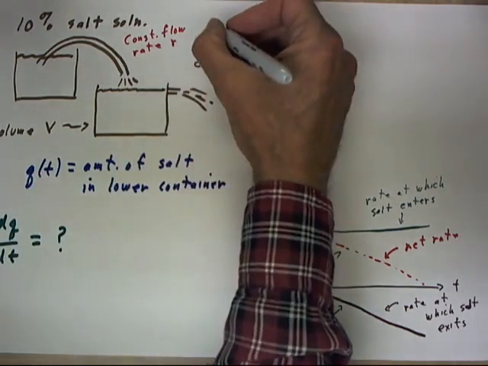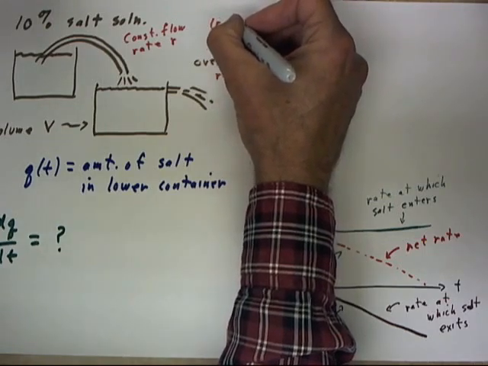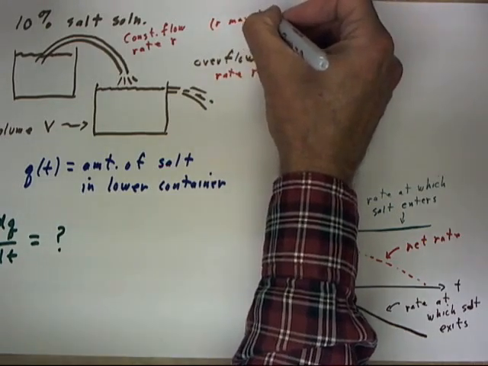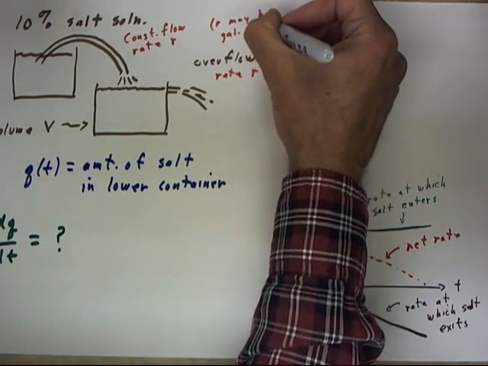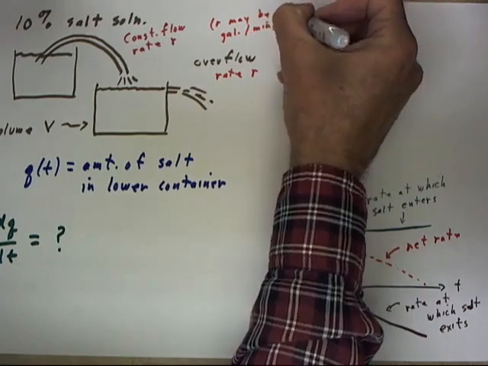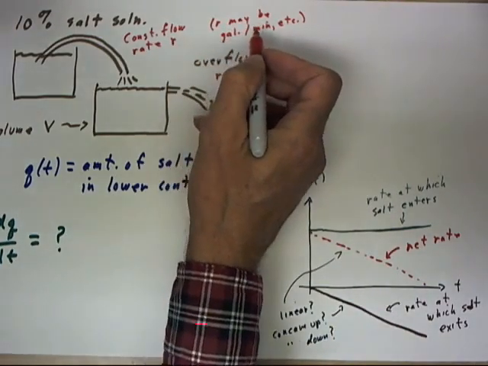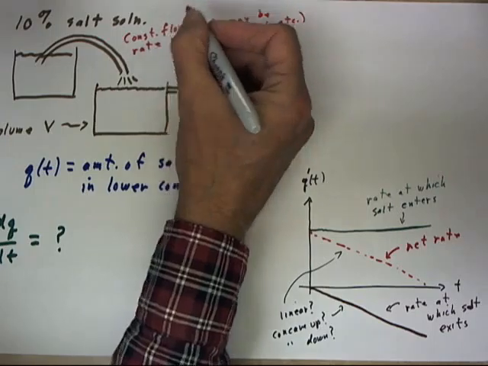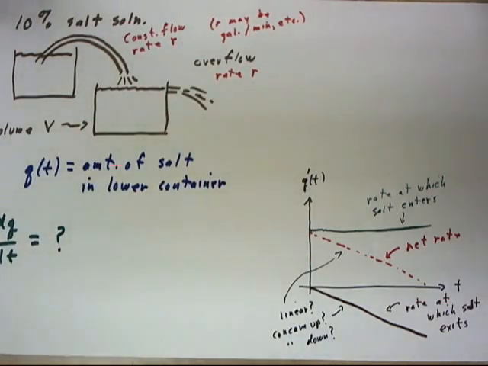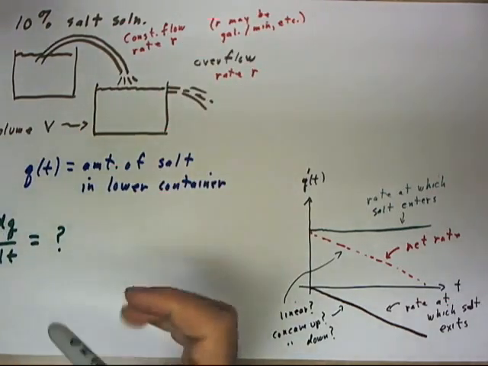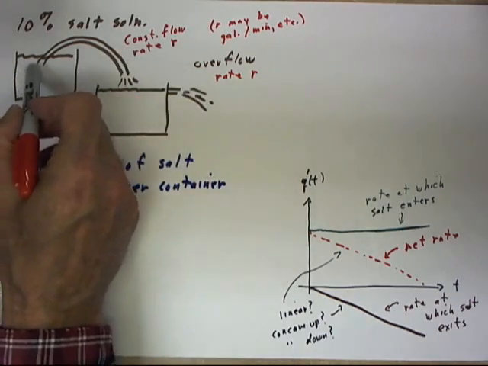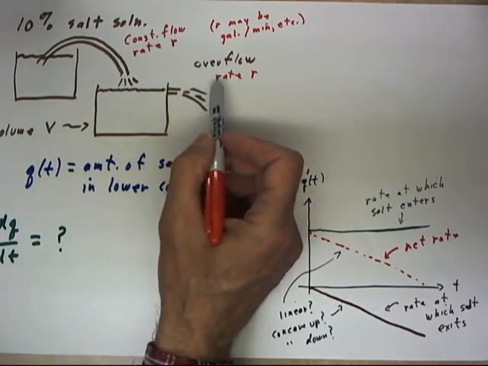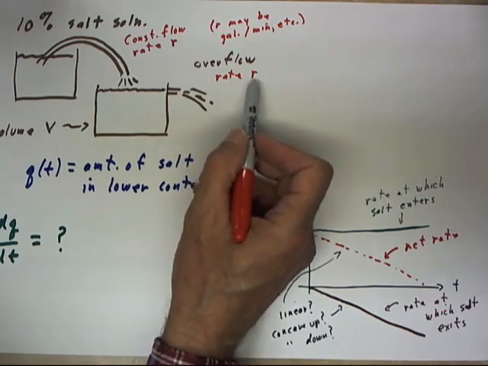Now R is, for example, expressed in gallons per minute, or some measure of volume per unit of time. So the constant flow rate indicates how much water is flowing out as a function of time. Now, the container has volume V. We have 10% solution flowing in at rate R, and we have overflow coming out at rate R.